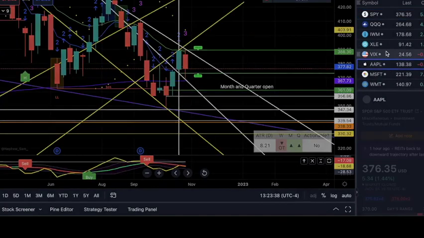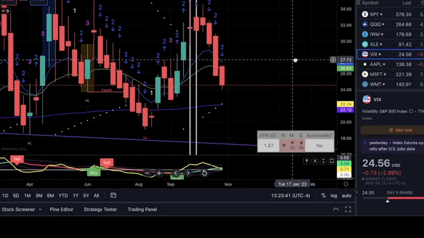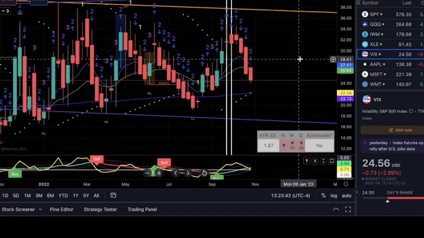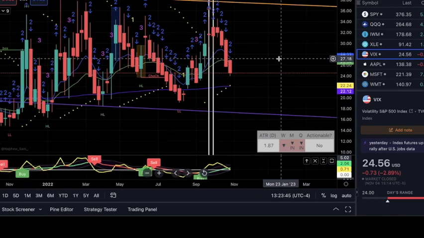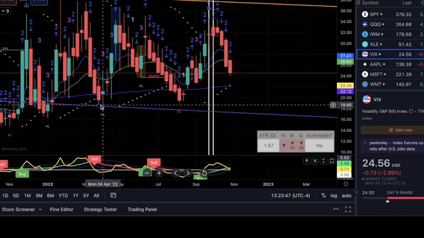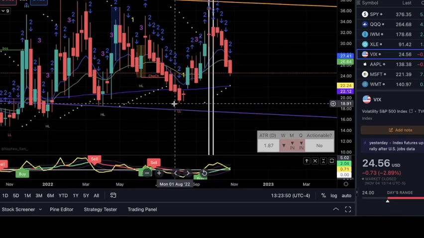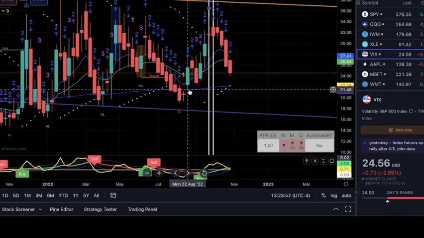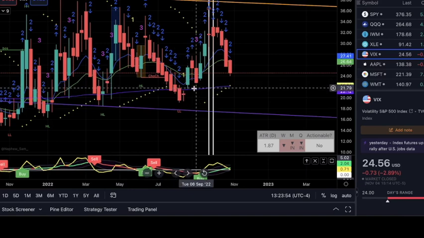So yeah, oops. That is VIX. It's actually kind of in a range. Still making higher lows. So, yeah.